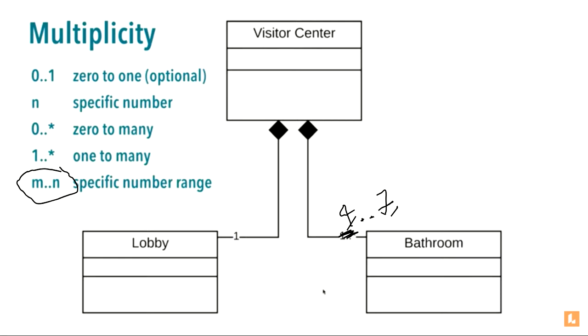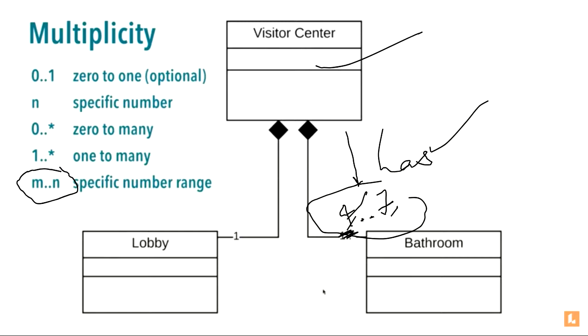The visitor center has 4 to 7 bathrooms. Yes, right. So you want to read this. So how will you read it? You have to reach here with a has. Read from the top: visitor center has 4, 5, 6 or 7 bathrooms. Means 4 to 7 bathrooms.